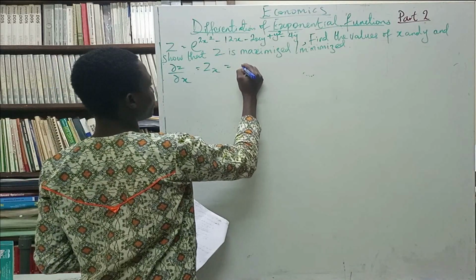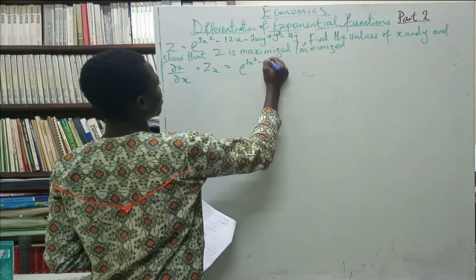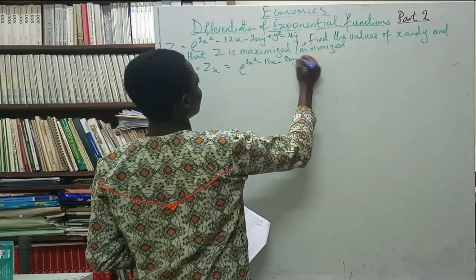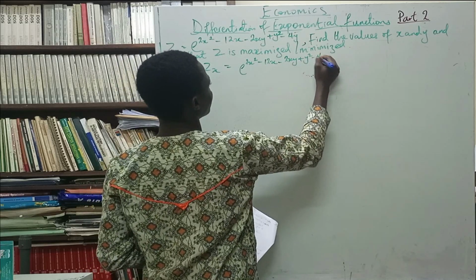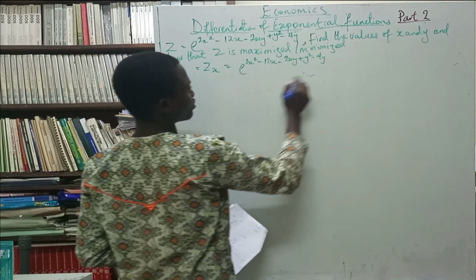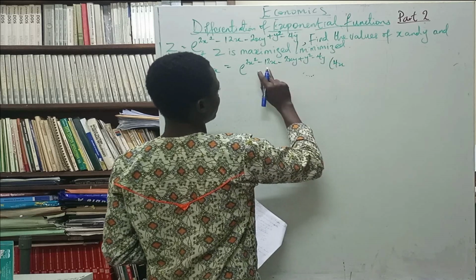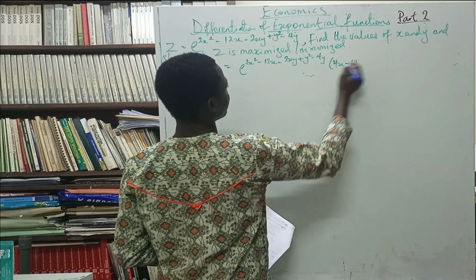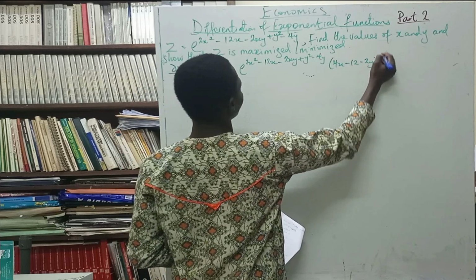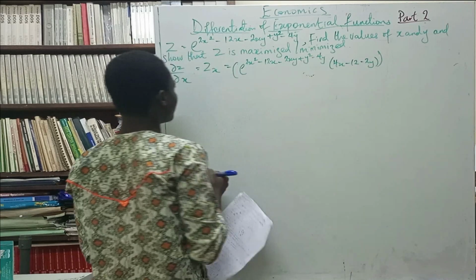e raised to the whole thing, e raised to 2x squared minus 12x minus 2xy plus y squared minus 4y. Then multiply by, since we are differentiating with respect to x, this is 2x squared, so 2x squared will become 4x. This is 12x, which will become a minus 12. We have x here, this is going to become minus 2y. So this is what we have for zx.